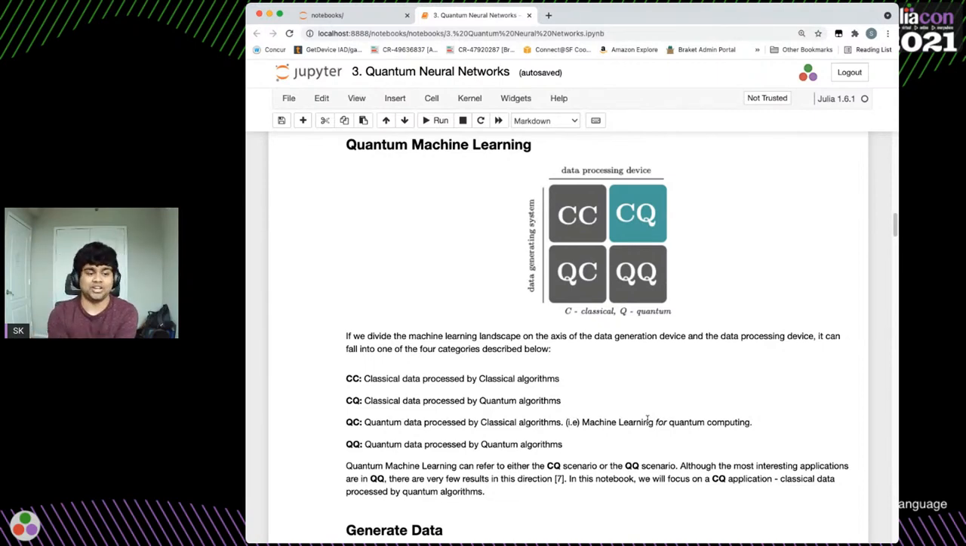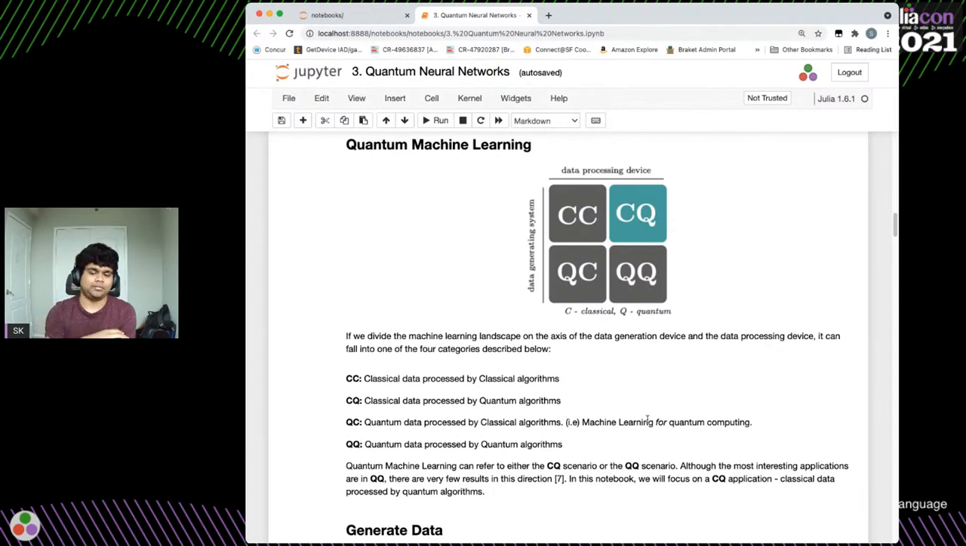So if you are a machine learning expert and you want to get involved in quantum computing, then this is basically saying, hey, there's some system producing some quantum data. We can use machine learning to better understand that system, right? One example of this is quantum tomography, where you use machine learning to understand either the state of the system or the system itself better, right?